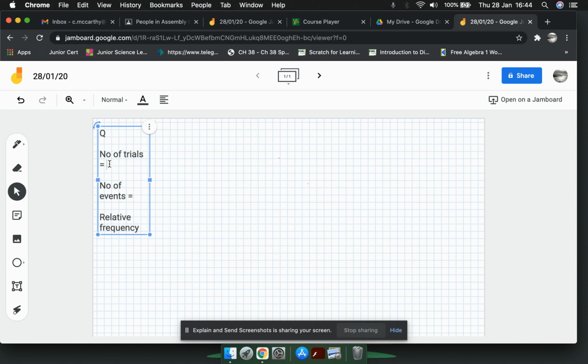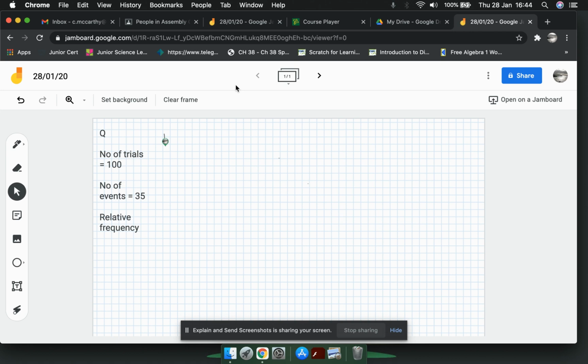The number of trials, as I just said, was 100 because we've rolled the die 100 times. The number of events: we have ended up getting a 4 35 times, so that is my number of events. The next thing we need to do is work out the actual values for the relative frequency.